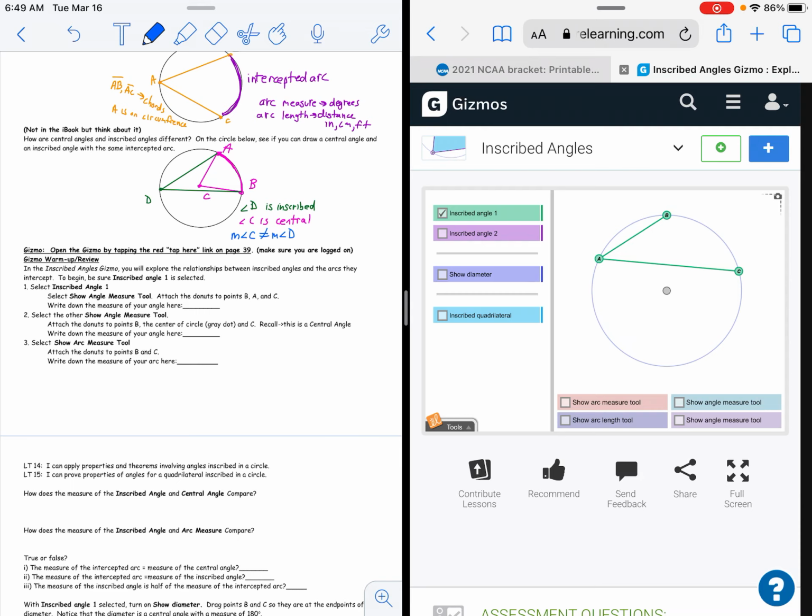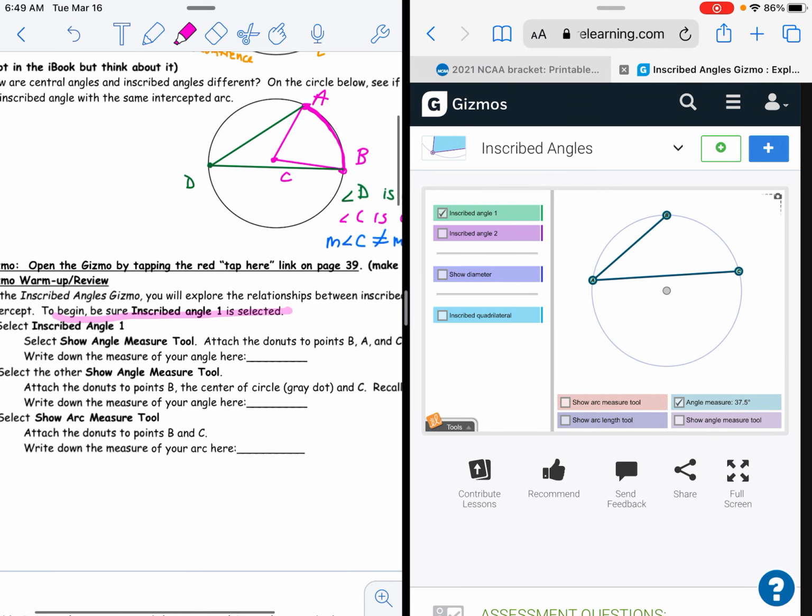So we have a Gizmo right now. I like to do Gizmos every now and then. Make sure we're logged in if you're doing it. So in the Intercepted Arcs Gizmo, we will explore the relationship between inscribed angles and the arcs they intercept. We want Inscribed angle 1 selected, which it is. And we're going to select the show angle measure tool. Let's see what this angle measure is for this inscribed angle.